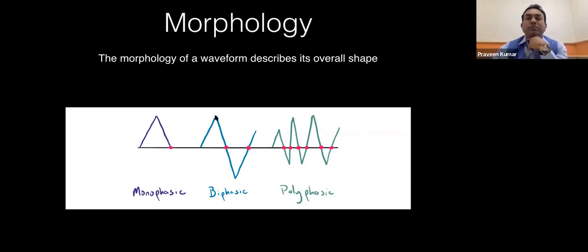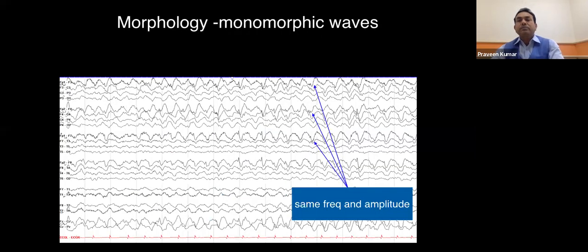Normally spike and waves are like these ones. They have one spike and then they go down and they come up. So this is called a spike and wave kind of pattern, which Dr. Chandrakanta will be talking about more. But this is the morphology of the wave. Normally we expect monophasic waves. The biphasic and the polyphasic waves may be abnormal.